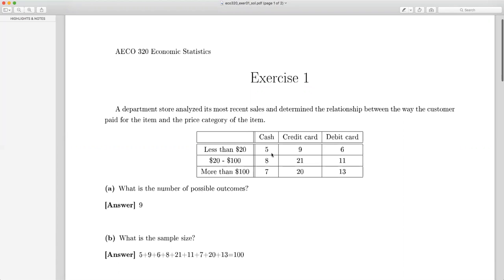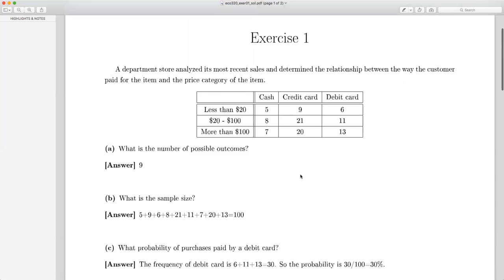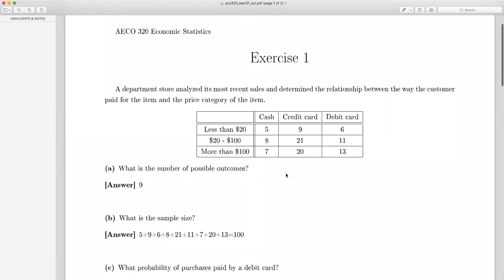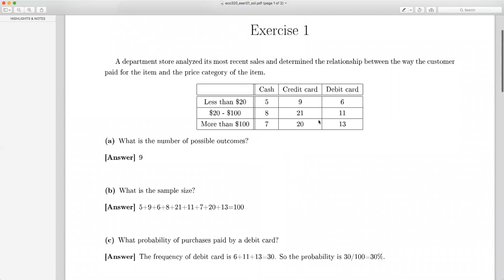Each of them is actually like a frequency. What is the probability of a purchase paid by a debit card? So how many samples do we have? 100, right? And how many debit card purchases? That is 6 plus 11 plus 13, so a total of 30. So 30 over 100, 30% would be your answer.